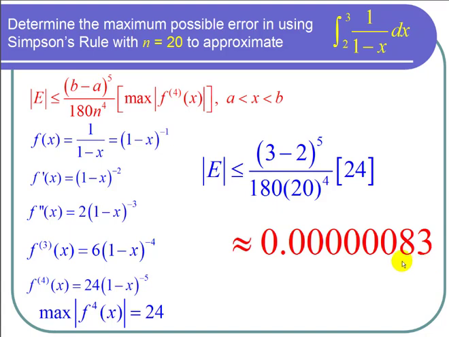0.000000083. And we can see that Simpson's rule is very accurate when n is equal to 20. And I'm done with the problem.